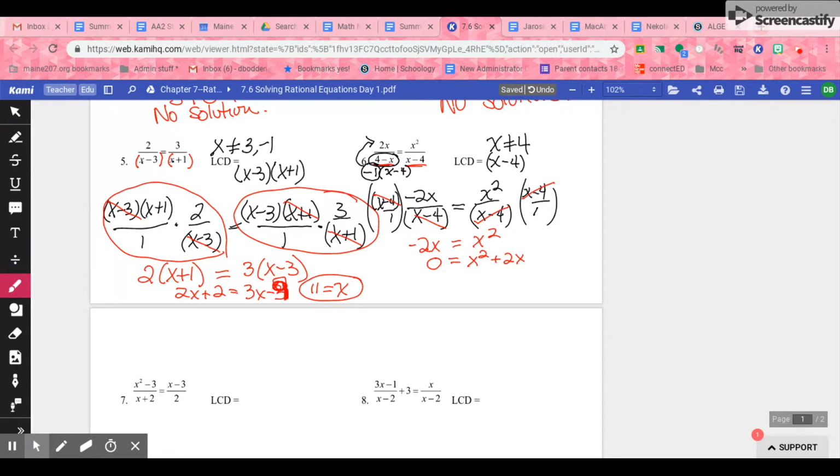Then I'm going to factor out an x. Set each factor equal to 0. And I get x equals 0 and x equals -2. And those are my answers. Moving on.